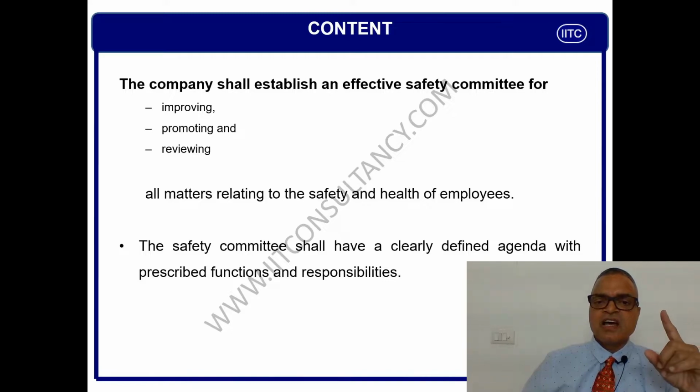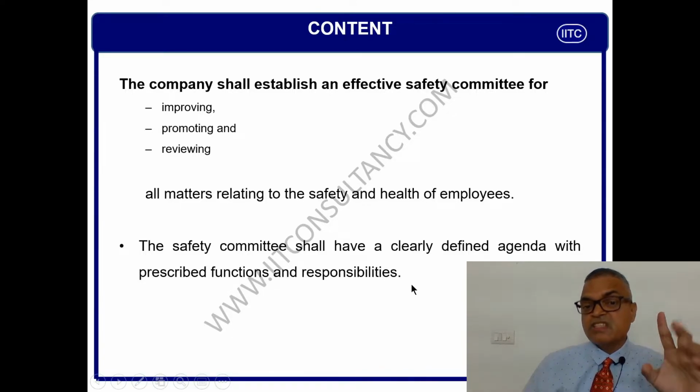The safety committee shall have a clearly defined agenda with prescribed function and responsibility. This is very important.